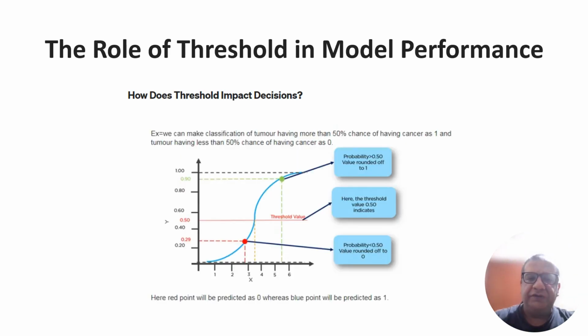So what is the role of threshold in model performance? How does it impact decisions? I'll give an example of a model classifying a mail as spam or non-spam. Take an example that you have set a high threshold of 95%. In this case, the model will mark only very obvious spam emails, ensuring your important emails don't accidentally get flagged. However, this might mean some less obvious spam emails might slip through into your mailbox.